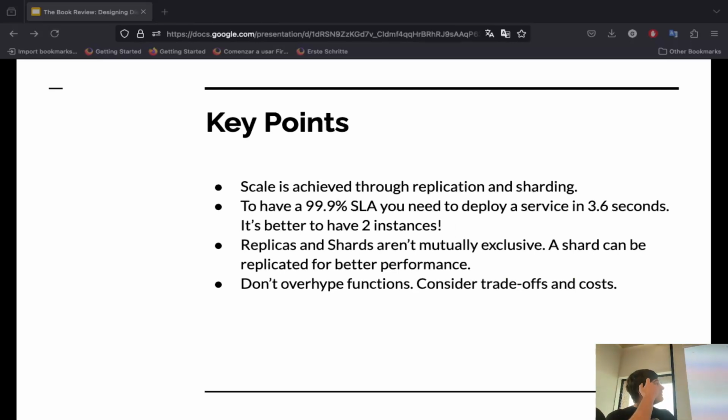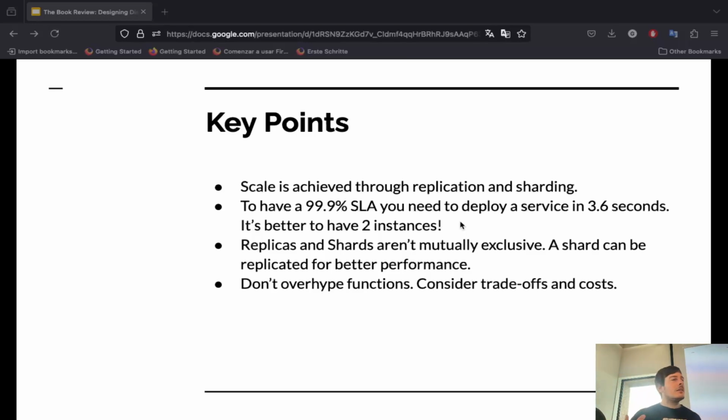Yeah, so for this section, as I mentioned, scale is achieved through replication and sharding. That's how things are. This is the go-to whenever we want to achieve scale. Something it puts emphasis on is that, for SLA, it's important to think that if we want a 99.9 SLA, by definition, we need to deploy a service within 3.6 seconds. That's the time that the application needs to be stopped or unresponsive to achieve 99.9.